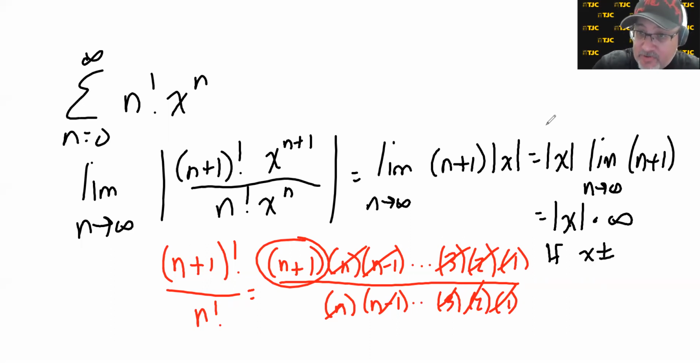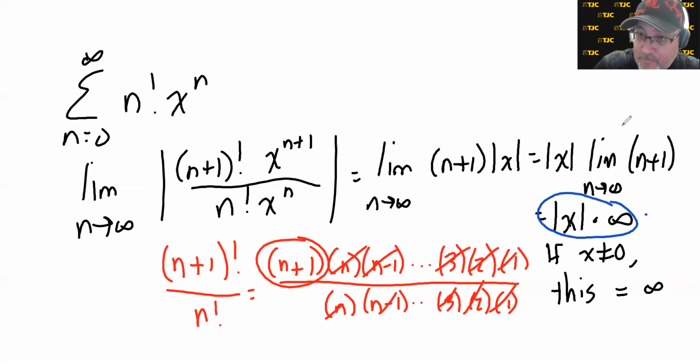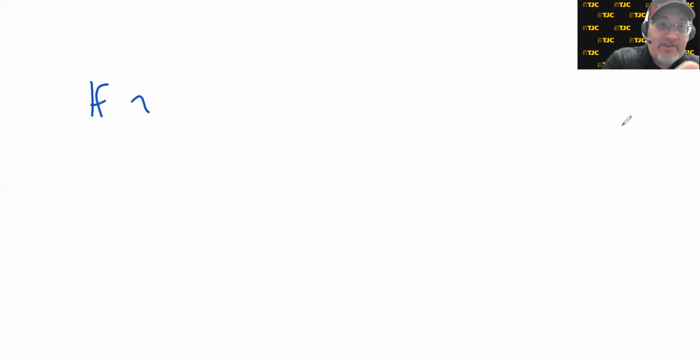If x is not equal to 0, this equals infinity. And when I say this, I mean this expression here. And again, we're considering the case where x is not equal to 0. Well, what does this mean in the context of the ratio test? Well, infinity is clearly greater than 1. So our limit is greater than 1. It's infinite. So what does that mean? That means if x is not equal to 0, the series diverges.